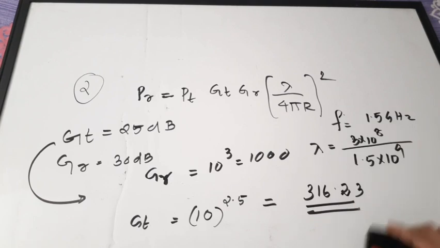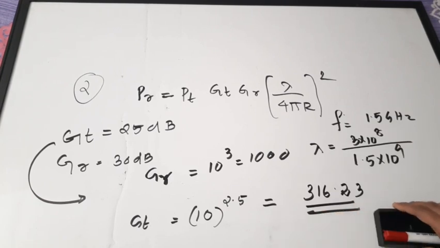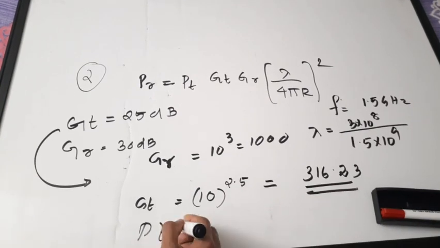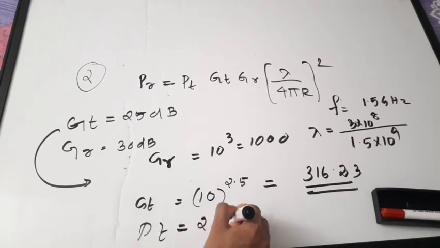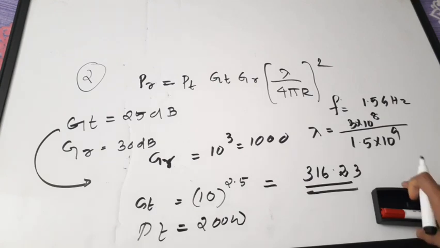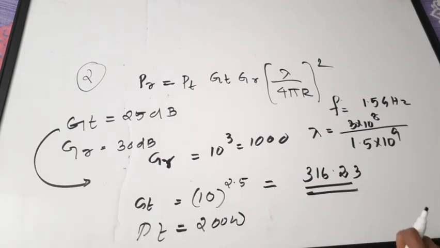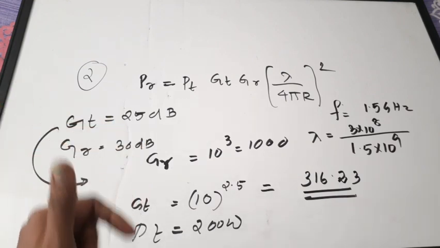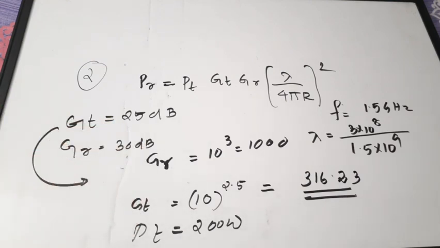Okay. Anyway, while substituting these values, so these are the only values. Also PT is given. What is PT? PT is equal to 200 watts, directly given, right? So no other things to worry. All the values are now in our hand. We have lambda, we have GT, we have GR, we have PT. So just substitute and find.